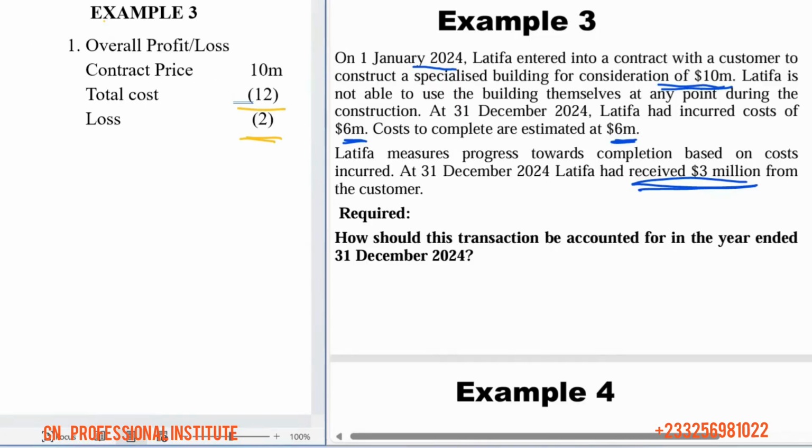So if there's an overall loss, then we said the contract is what? Onerous. Are you following? Now, if the contract is onerous, the treatment in the P&L will change. Okay, so when we get to the P&L, we'll look at it. So there's an overall loss, so this is an onerous contract.